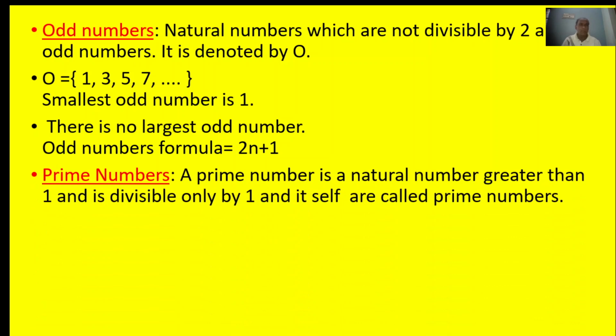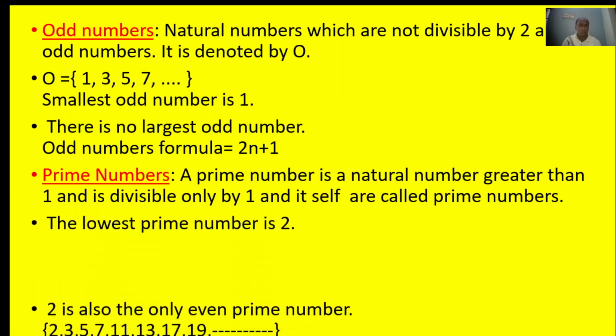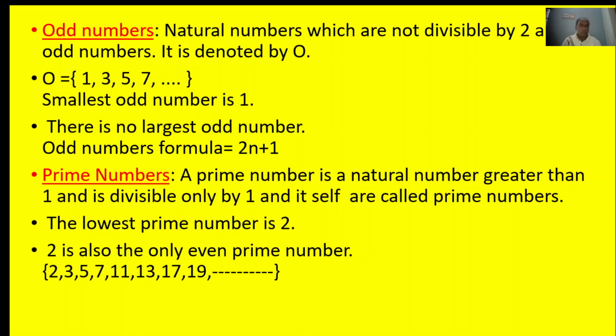Prime number. A prime number is a natural number greater than 1 and divisible only by 1 and itself. The lowest prime number is 2. 2 is also the only even prime number. 2, 3, 5, 7, 11, and so on.